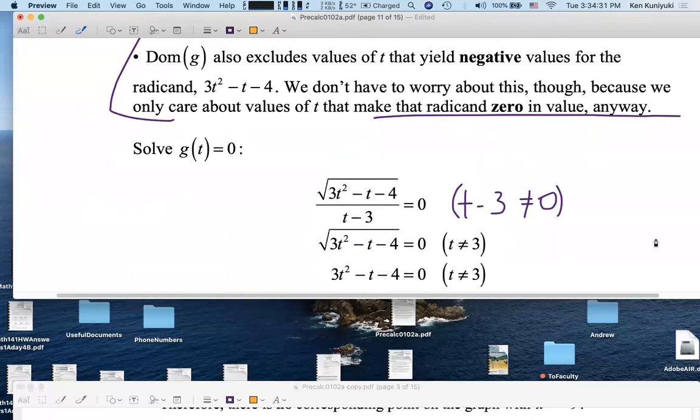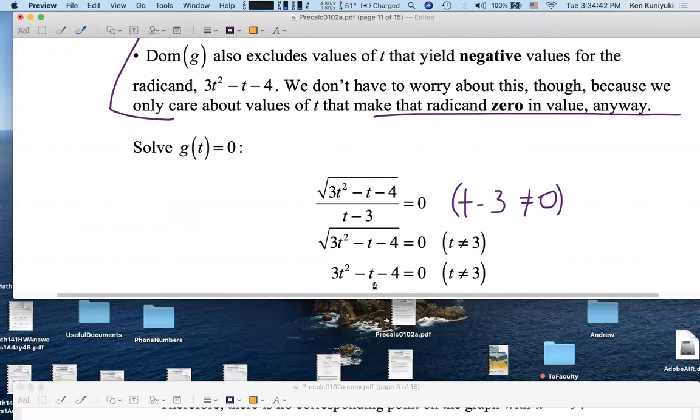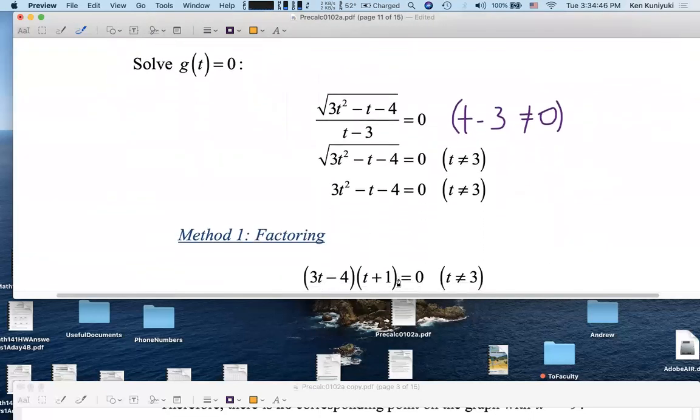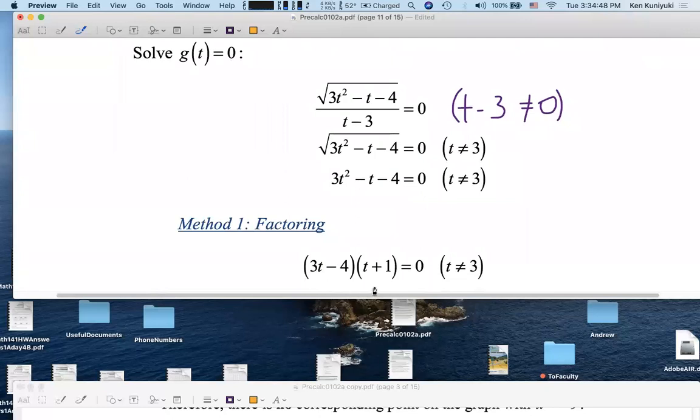We can just remove the radical. Now, to find the real zeros here, it turns out that old school factoring will work. If you work out the discriminant, it'll be a perfect square. Old school factoring says we get 3t minus 4 and t plus 1. It might take some time for you to figure that out, but this is the old school factoring of this cutie. That product equals 0. Remember, t cannot be 3.